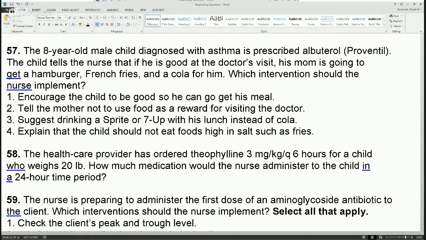Oh, crap. I guess they shouldn't eat high salt foods, no? It's not 4. That's very rare with children to have an issue. It's actually 3. So I know it's cola. Don't give the caffeine with albuterol.